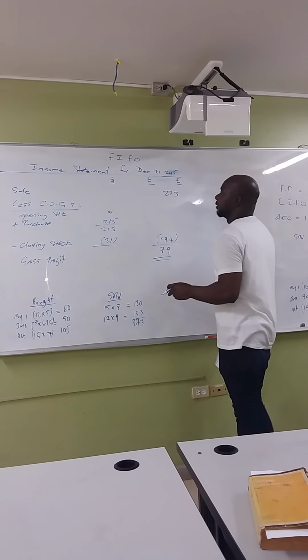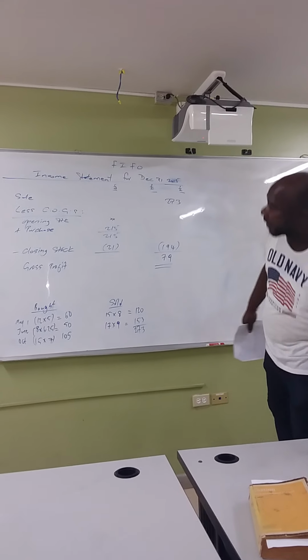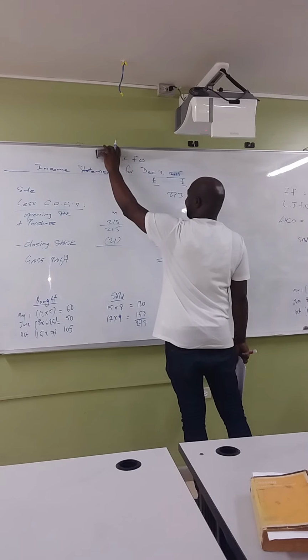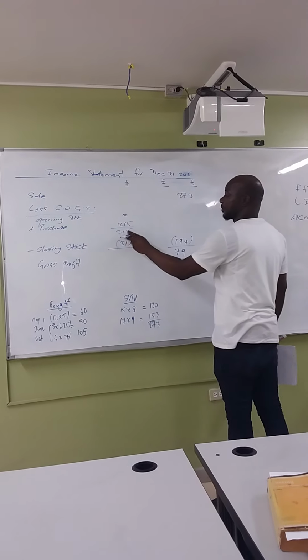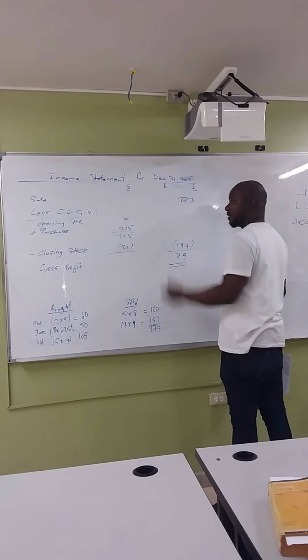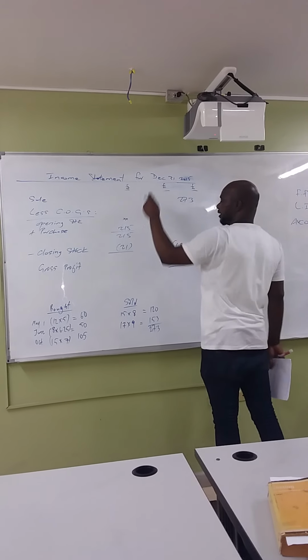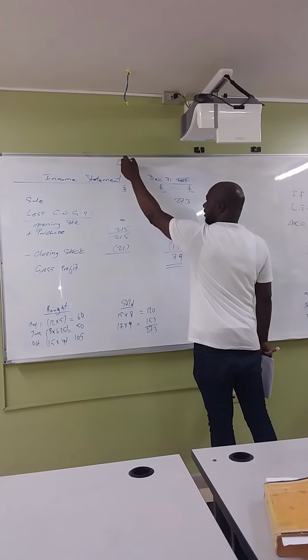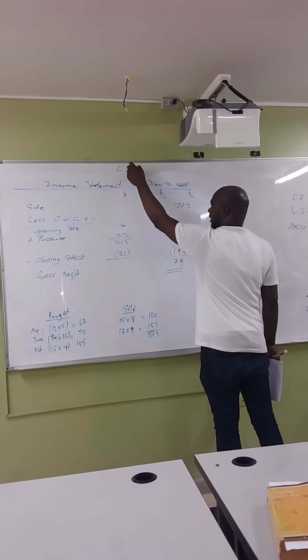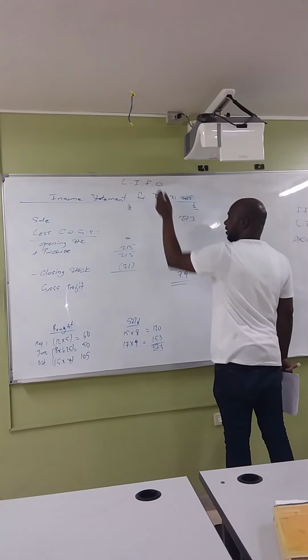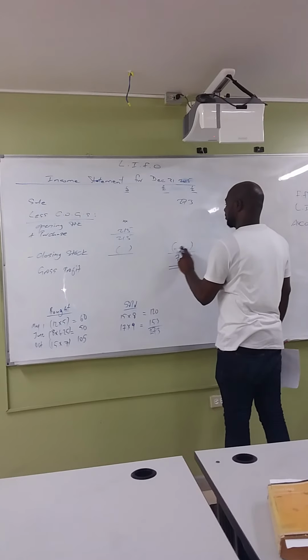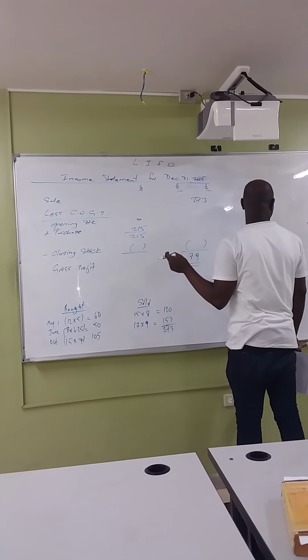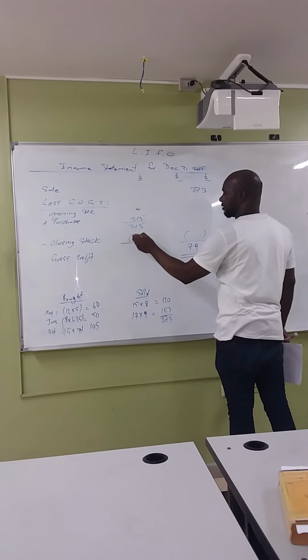Now if you were supposed to do the income statement, the only thing that's going to change, guys, is your closing stock. Everything else will remain the same. So this was based on the first in, first out method. If you're doing it based on the last in, first out method, you would have changed this. Your closing stock using the last in, first out method, I believe was 15.